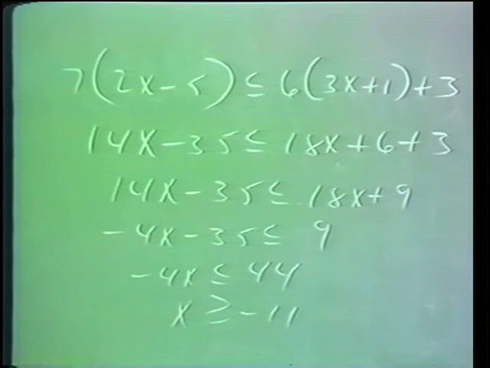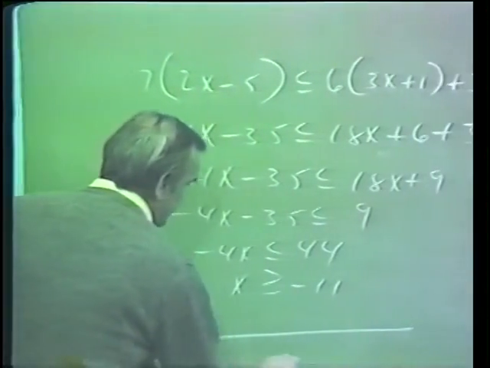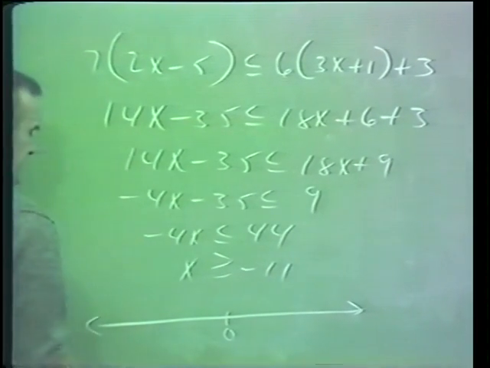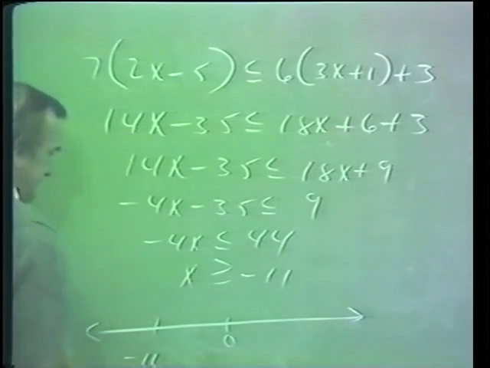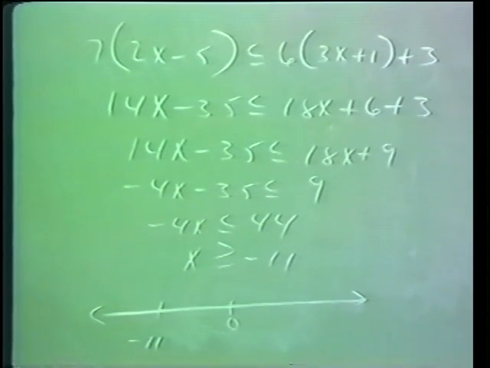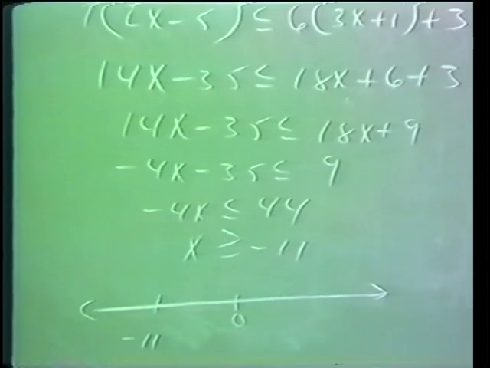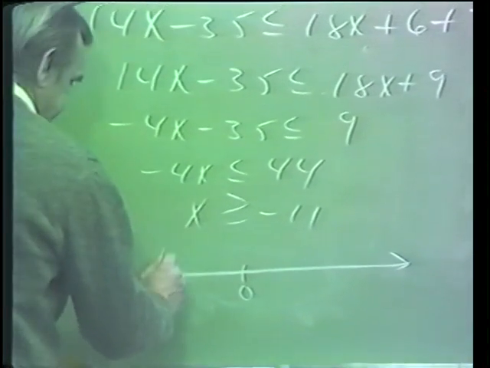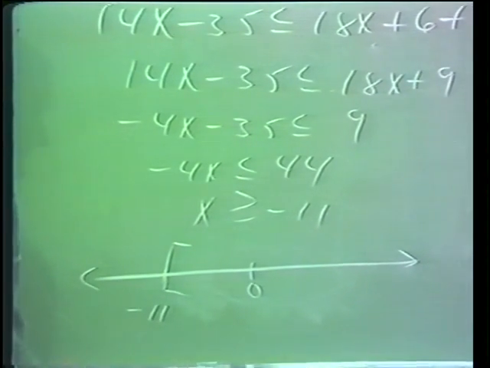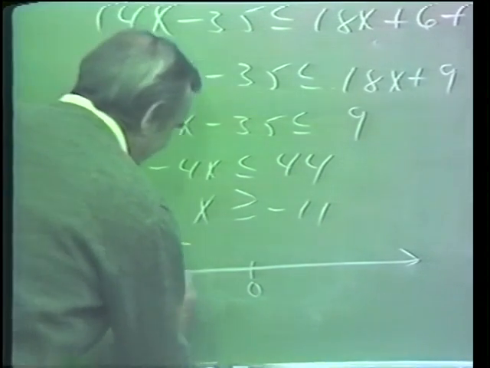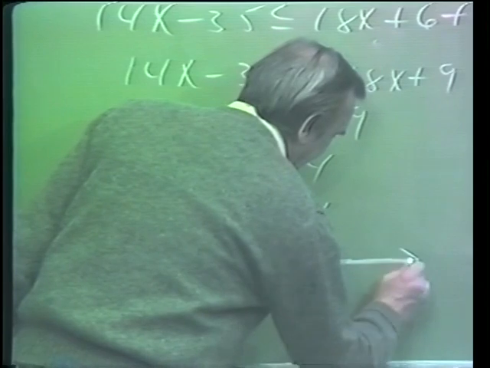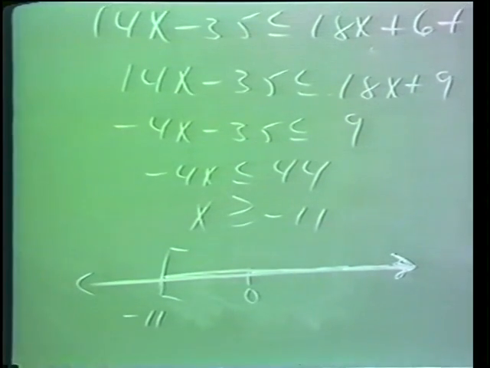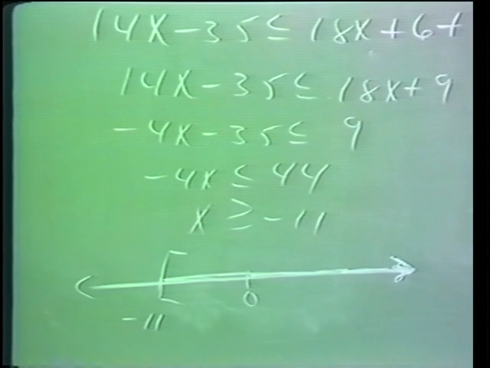Now remember, dealing with inequalities, a part of the solution is drawing the graph of your solution set. This is automatic. Somewhere to the left of 0 we have a number called negative 11. Now we want to represent all the numbers that are greater than or equal to a negative 11. So we put a bracket at negative 11. We darken in everything to the right, including the arrow, and there it is.